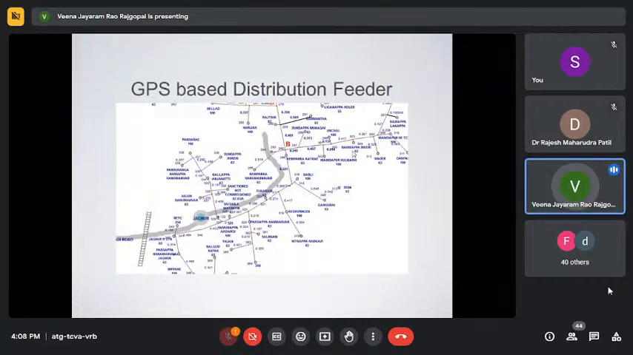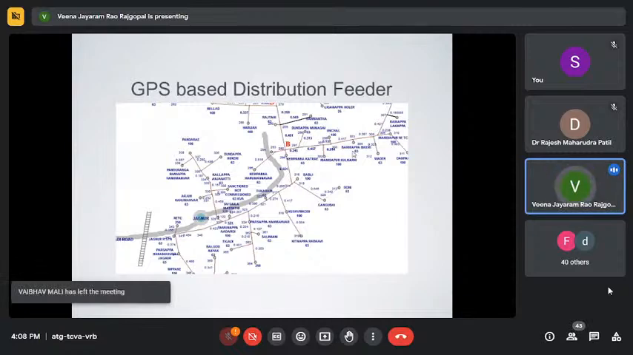Here, you must have heard they do a GPS survey, where the poles are, the walkthrough surveys they do, and they collect the data. Once the data comes in, that can be converted into this format. So this is a GPS based feeder.